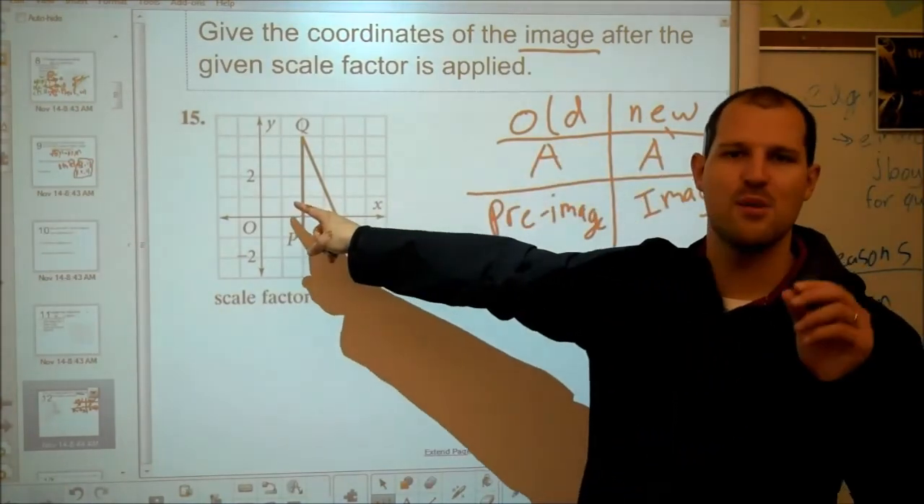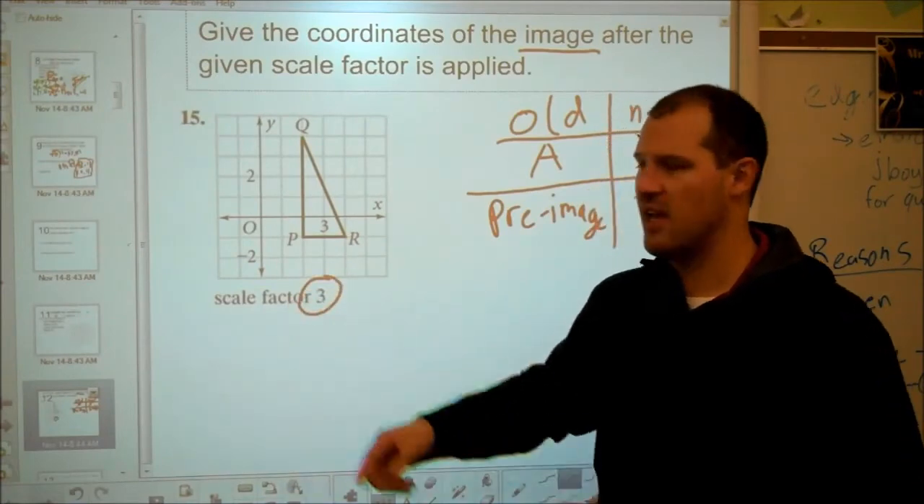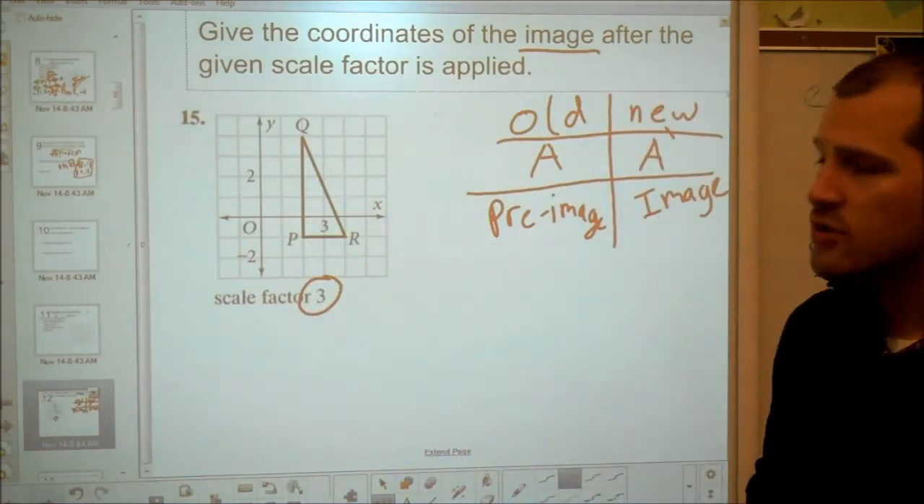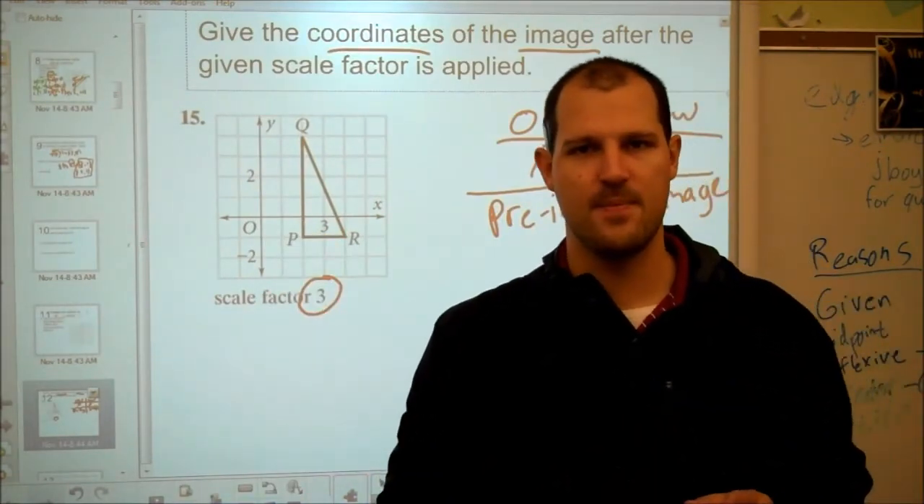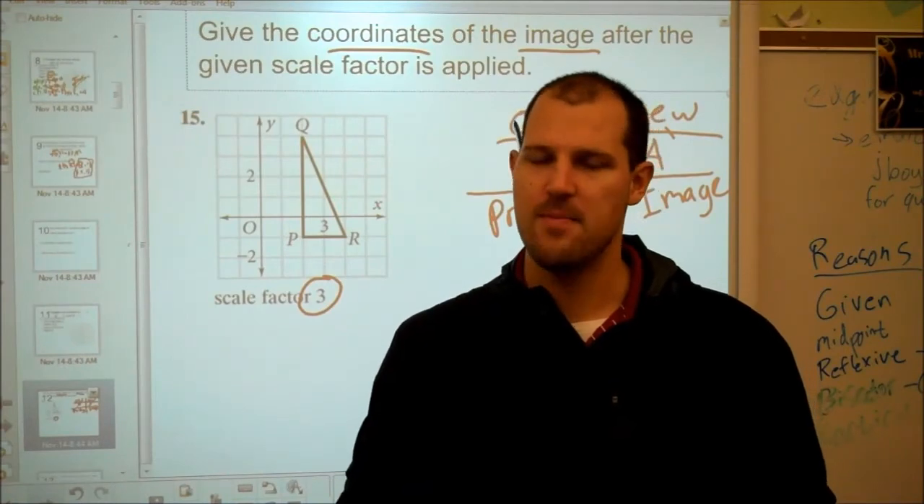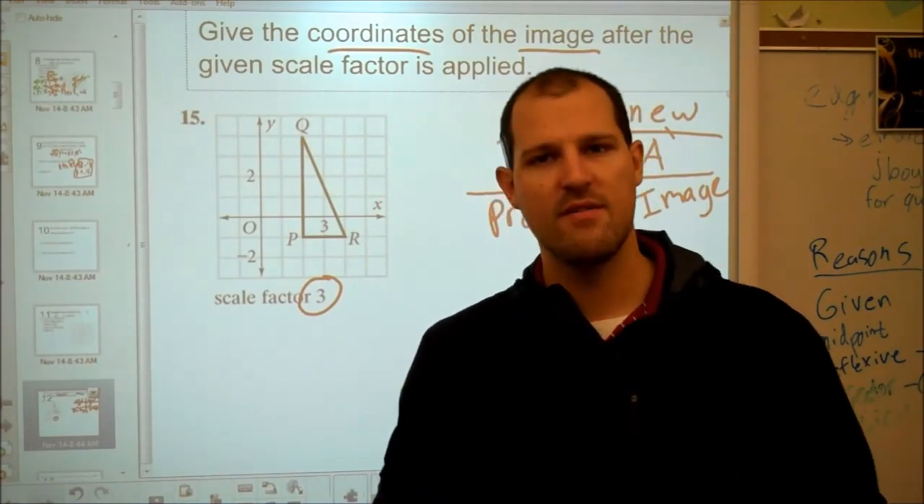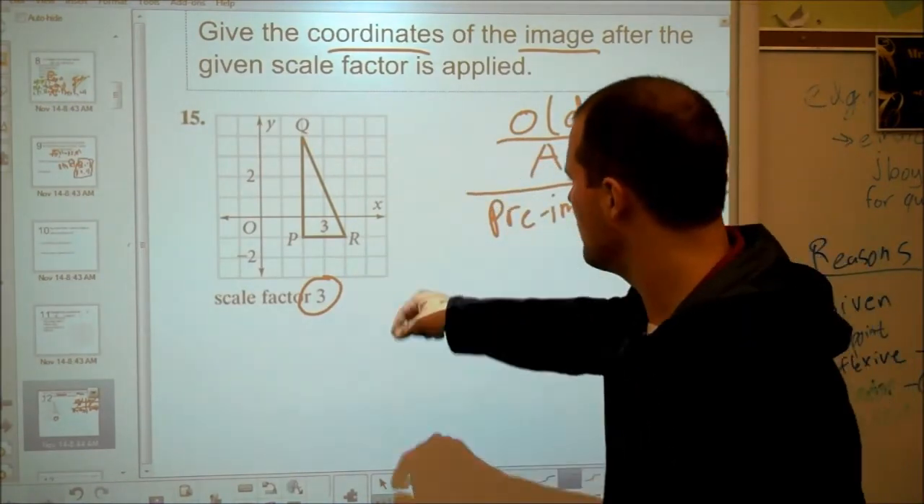This is the old one. That's the pre-image. Okay? After the scale factor is applied. And we've been given a scale factor of 3. Okay? So when they say coordinates, they're not asking us to graph it. We've been given a picture. We're going to use the picture, but we're not being asked to graph it. The only reason we have the picture is so that we can find the coordinates of the old image, the pre-image. Okay, and so I'm going to do that.